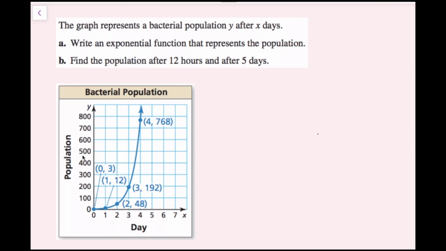Okay? And I see right away on the graph that my y-intercept is going to be 3. Remember, the y-intercept is the value of y when x equals 0. And if you remember, my y-intercept is going to be this a value in y equals a times b to the x. So I know that my a value is going to be 3 here because that's my y-intercept. Okay, so I know that I have y equals 3 times b to the x.